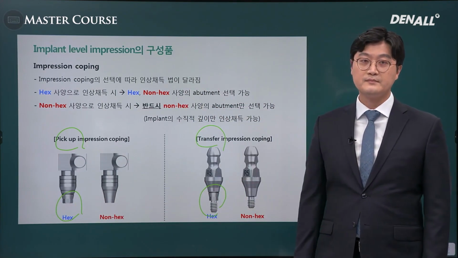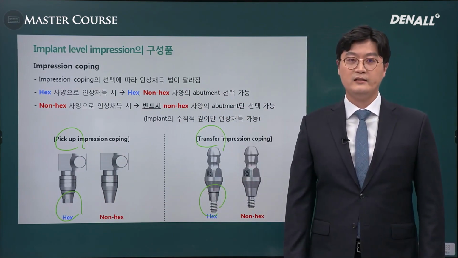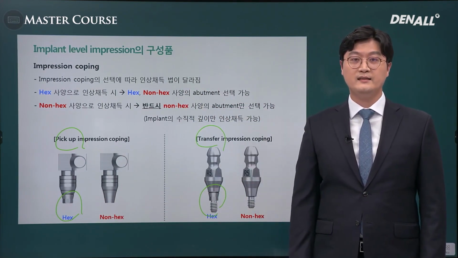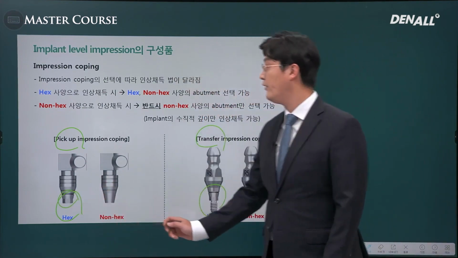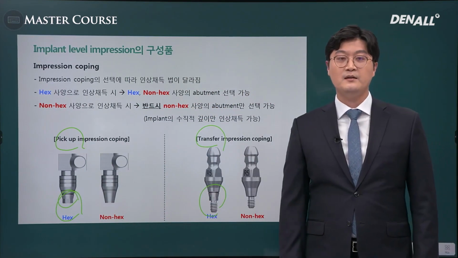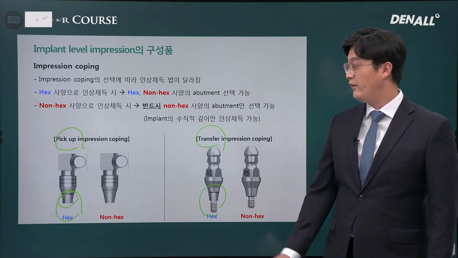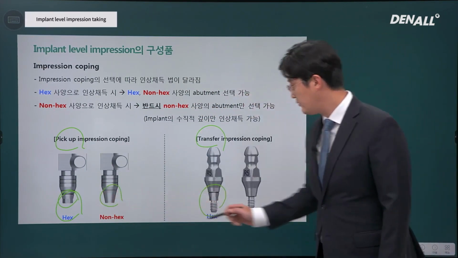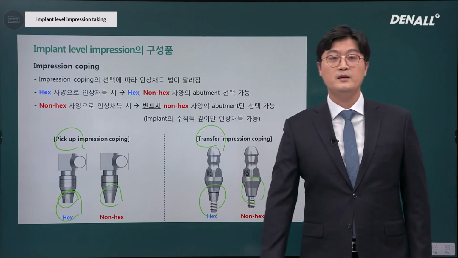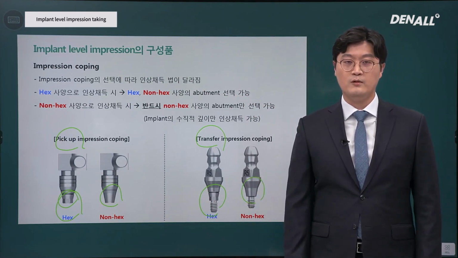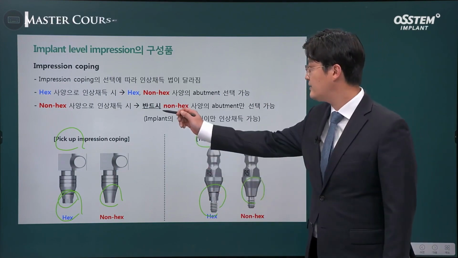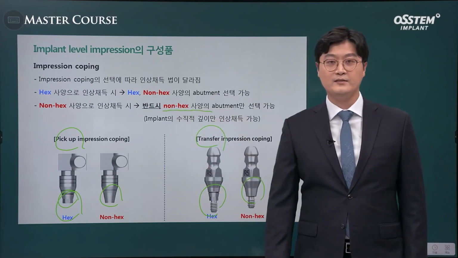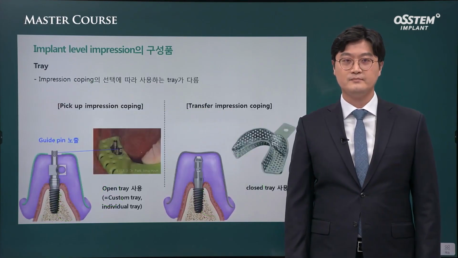When impression taking is performed using hex type impression copings, abutment can be hex or non-hex type. On the other hand, if impression taking is performed using non-hex impression copings, there is no way of knowing the angle of implant hex. Therefore, non-hex type abutments should be used.